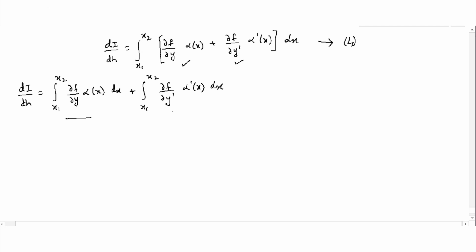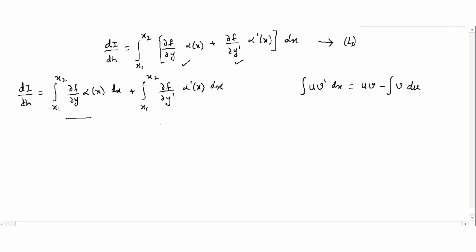So now keeping the first integral as it is, I'll try to integrate the second one. If I want to integrate the second one, I'll use integration by parts. We know the basic formula for integration by parts is integral of u into v dash dx will be equals to u into v minus integral of v into du. Alright, that is the basic formula for integration by parts.